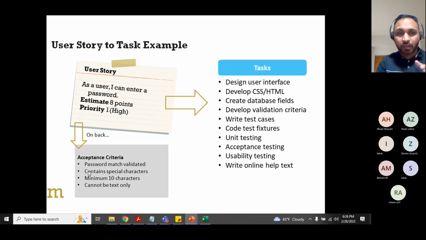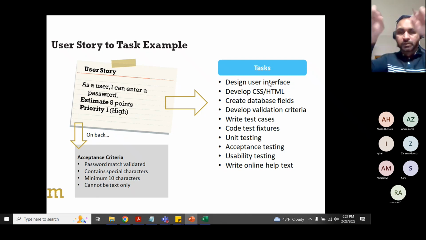Password must match, be validated, and contain special characters. Remember, we have so many restrictions these days, especially for security purposes. It should be a minimum of 10 characters, cannot be text only, and should have a combination of numbers or special characters. So what we do is drill down. Apparently it looks like a very simple story that can be developed very quickly, but look at the tasks associated with it.